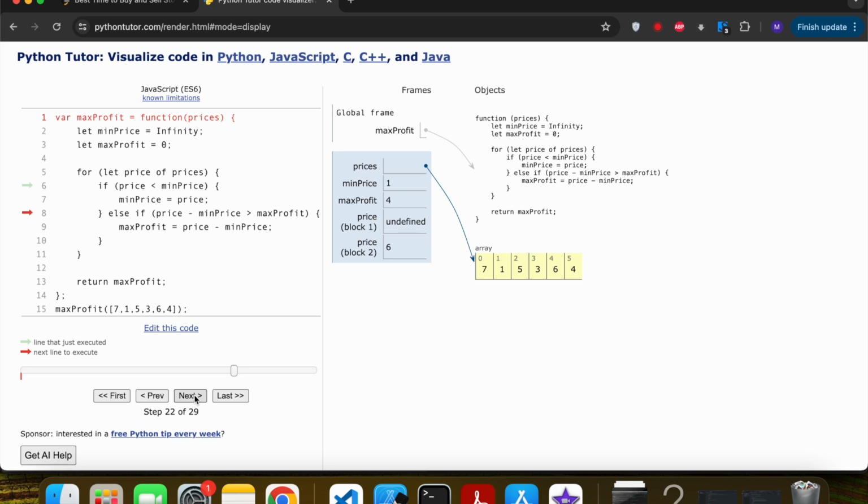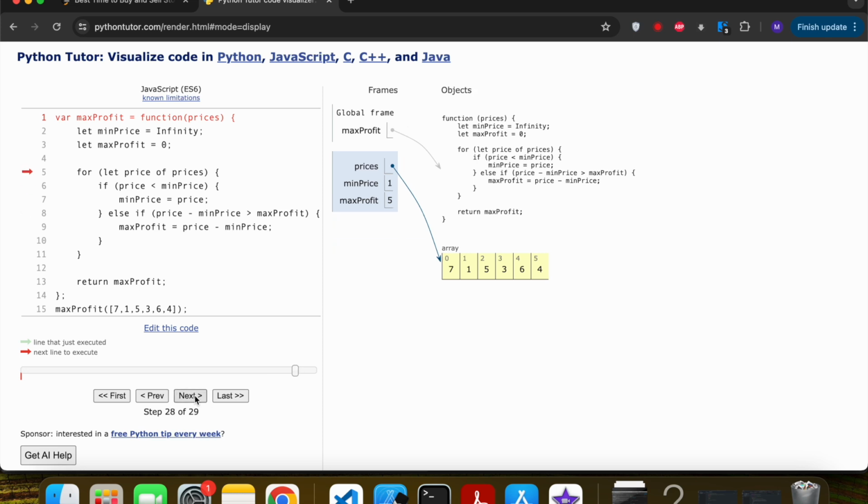Yes, indeed. So we found a pair where the profit is greater than 4, and we update the maximum profit with the result. Now it is the last element. Is 4 less than 1? No.